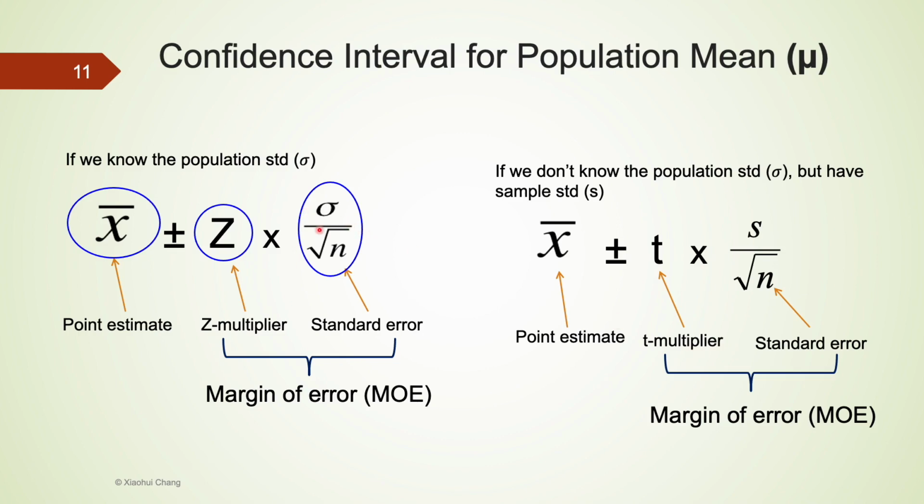Instead of using population standard deviation in the numerator of the standard error, we would have to use the sample standard deviation. As you probably remember, the population standard deviation sigma is not given to us for this situation. Let's take a look at how to find a z-multiplier or a z-score next.